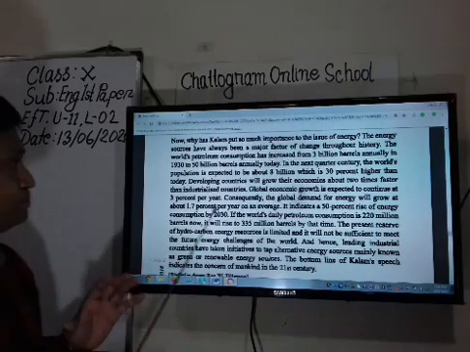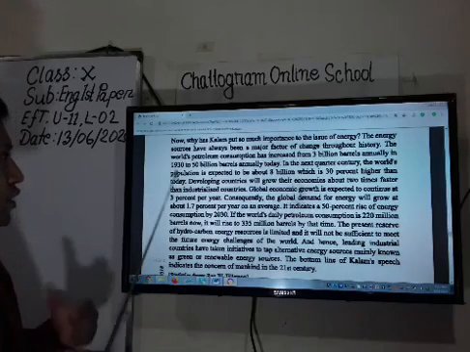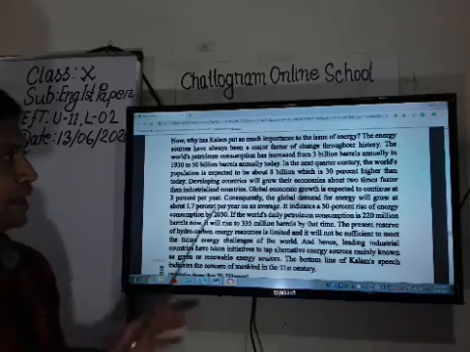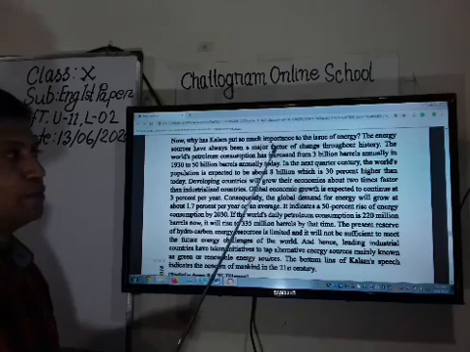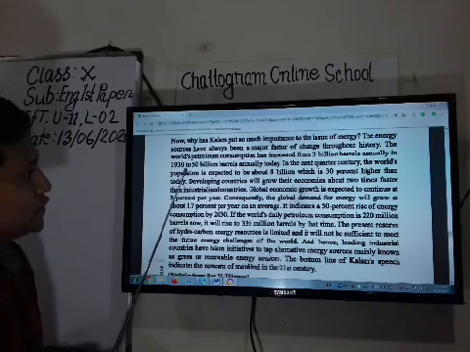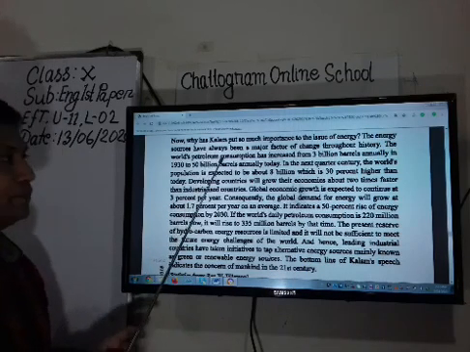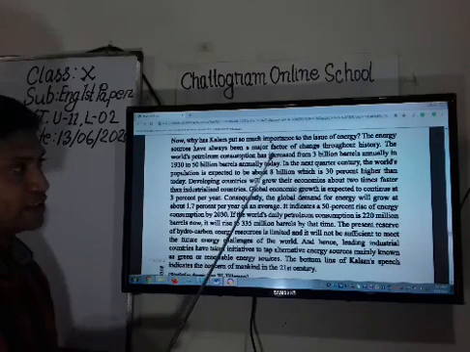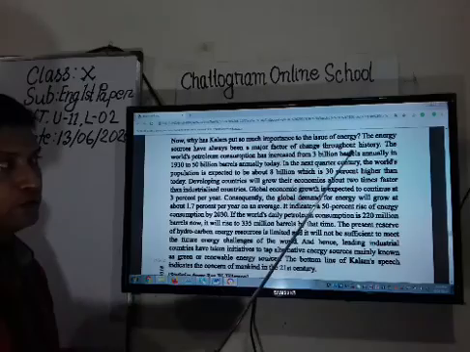Okay, keep reading. Moving on to the next page. Now, what has Kalam put? Why has Kalam put so much importance on the issue of energy? Energy sources have always been a main factor of change throughout history.